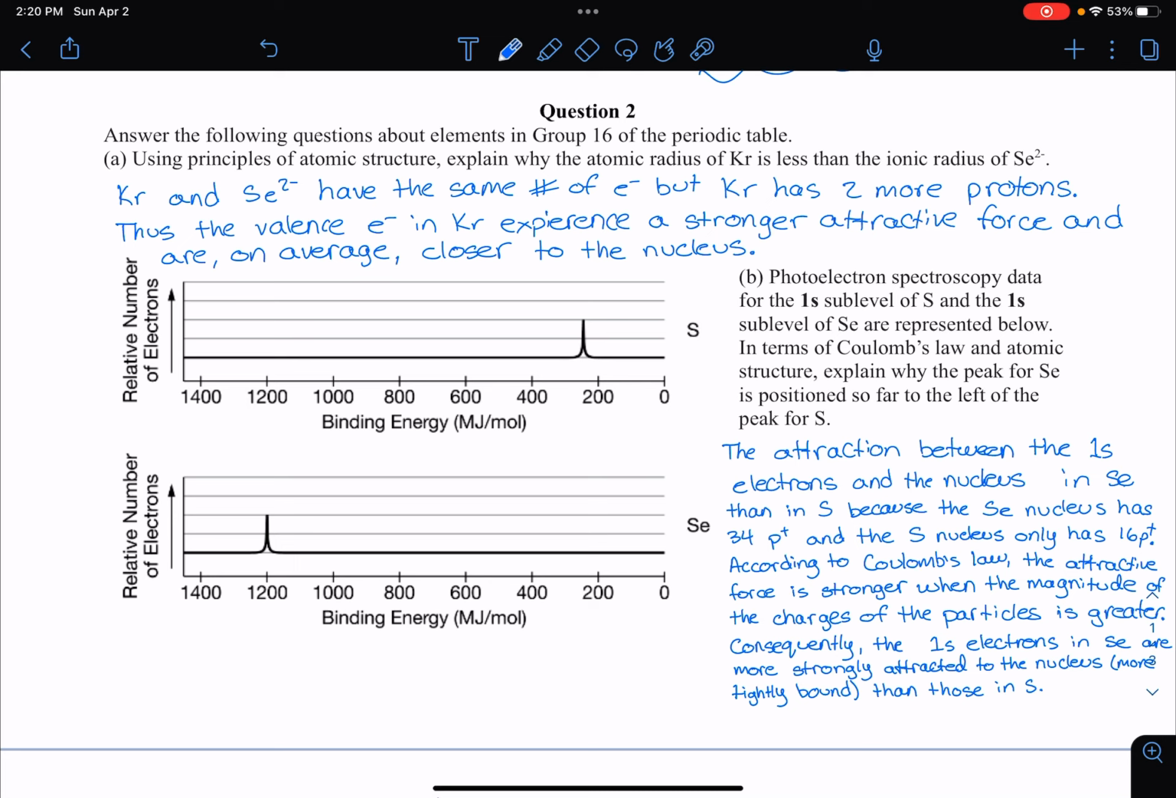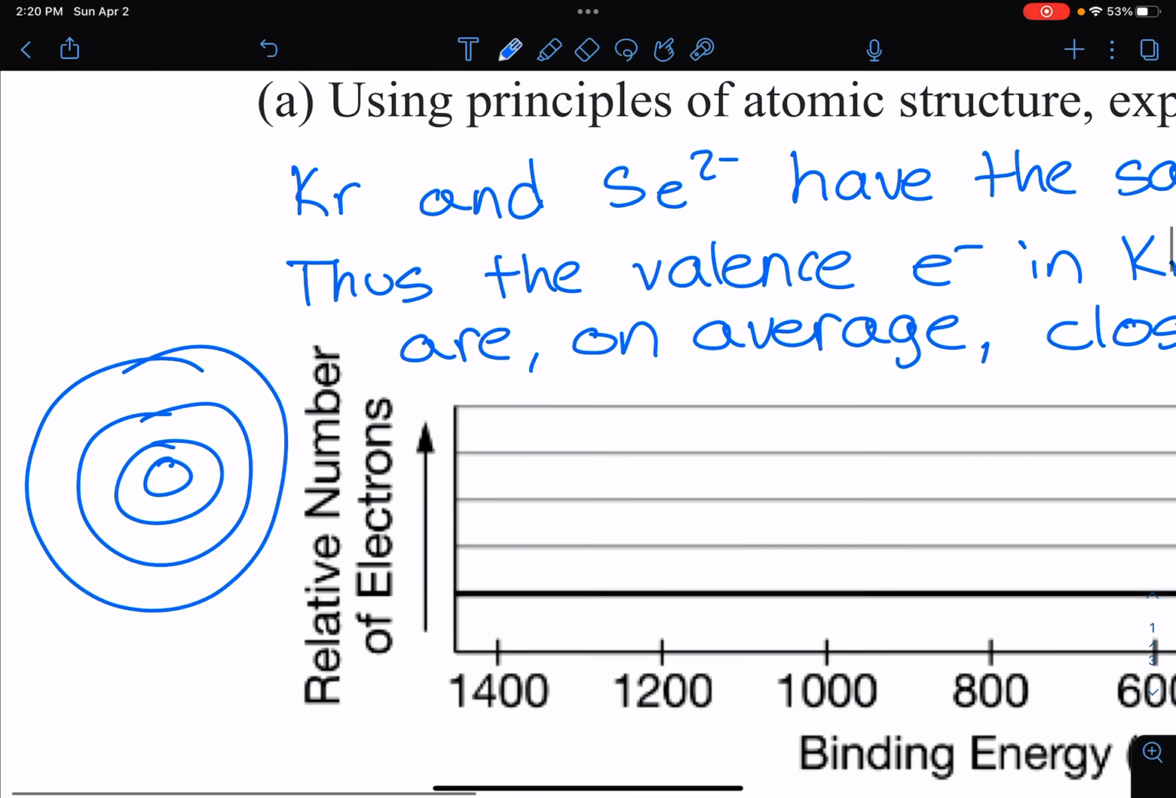Think about it. If they have the same number of electrons, which happens to be 36 electrons each, that means they each have 4 full shells of electrons. So if you want to imagine the Bohr model where you've got your first shell, second shell, third shell, fourth shell, for both of them, that fourth shell should be roughly the same distance from the nucleus, except for the fact that krypton has 2 more protons at the very center.